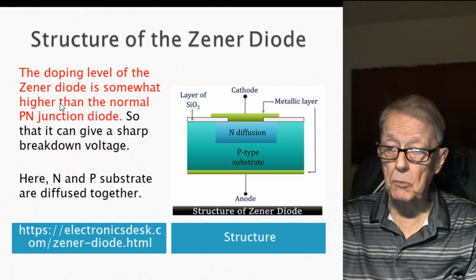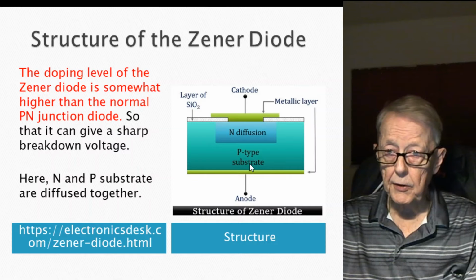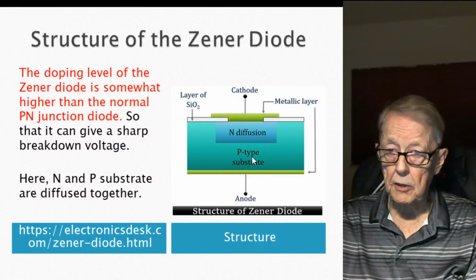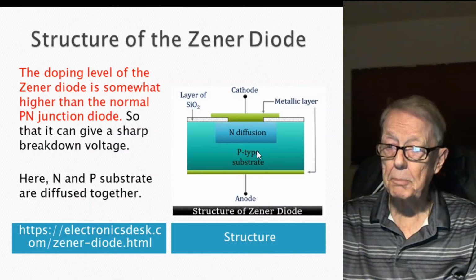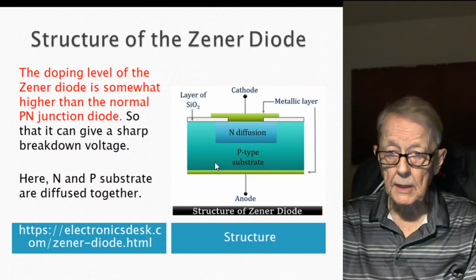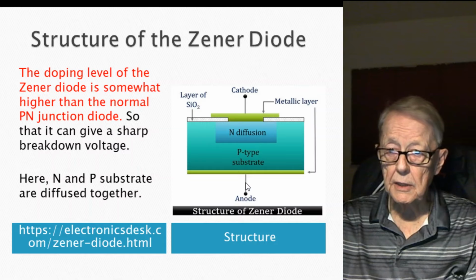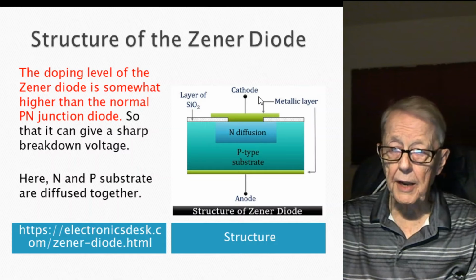And this is a diffusion diode. It's built by a diffusion process, where you take a substrate, a silicon substrate, and diffuse the p-type doping into it, and then on top of that, into that same substrate, you diffuse the n-type doping. And that's a general one. And you got the metallic connection for the anode and the cathode.